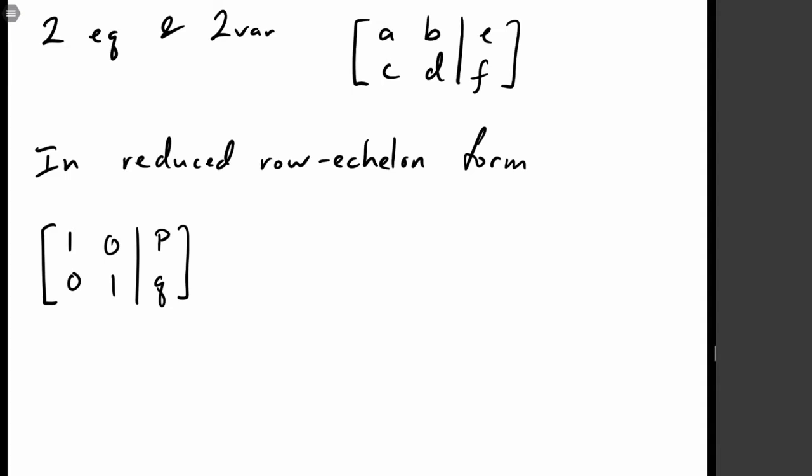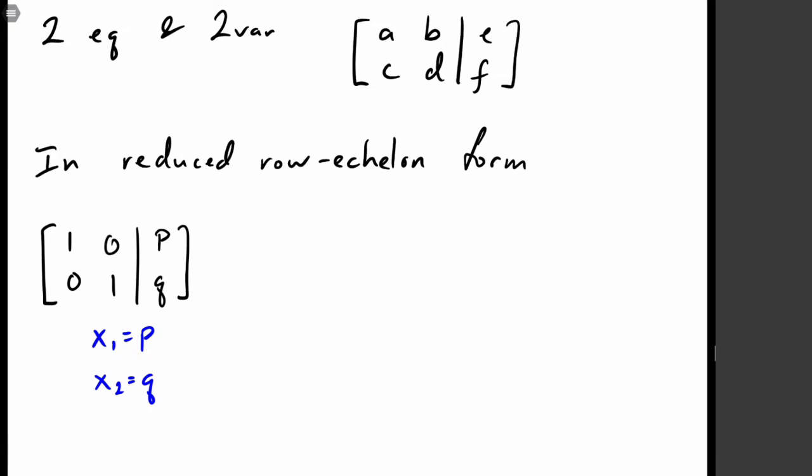When you do all your steps, you end up with this matrix over here and some numbers here. It doesn't matter what these are. These are going to be your solutions, actually. So actually here, let's say our variables are x1 and x2. These are going to tell us that our solutions are x1 equals p, x2 equals q.